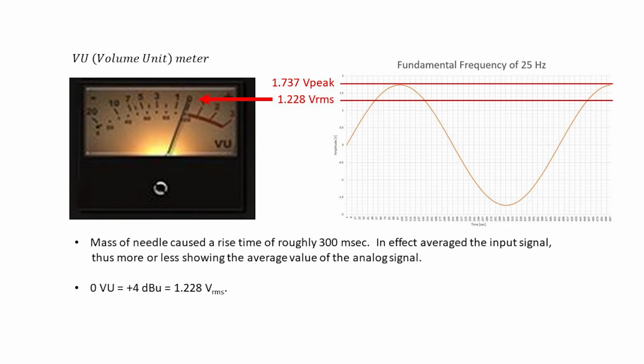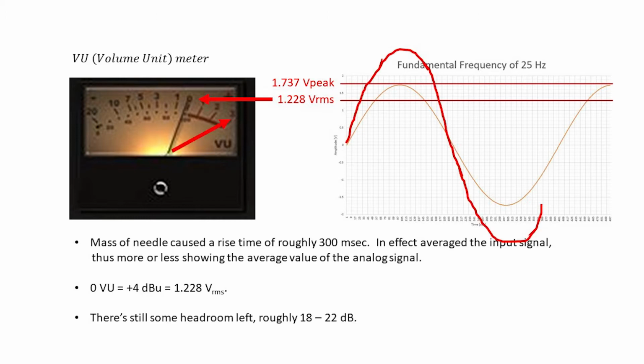That's sort of what, if we input a 1.228 volt RMS continuous wave sinusoidal signal, we want to see, we'll calibrate our meters so it reads 0 VU. Now also to know with the VU meter is that the 0 on the VU meter isn't the maximum headroom. There is still headroom above that.